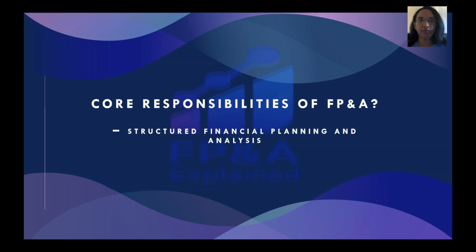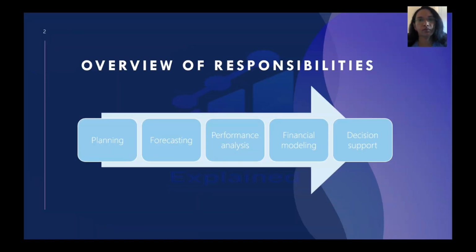This is Aparna Velichetti. In today's video, we will try to understand the core responsibilities of FP&A and what FP&A teams actually do on a day-to-day basis in any organization. The responsibilities of FP&A can be broadly grouped into a few categories: planning, forecasting, performance analysis, financial modeling, and all these will lead to decision support. While the exact scope may vary from organization to organization, these responsibilities form the foundation of most FP&A roles.